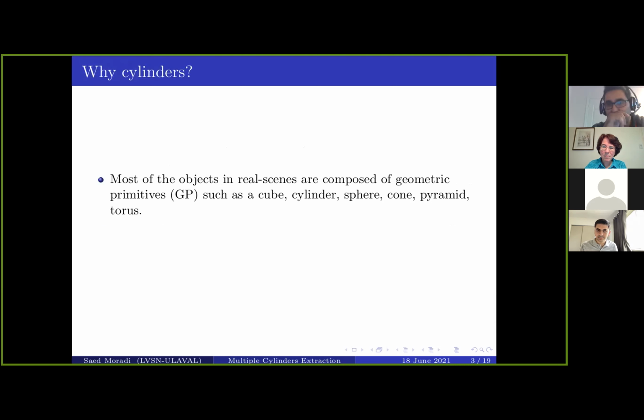Okay, let's take a look at why we are interested in detecting and extracting cylinders. Most objects in the real world are composed of geometric primitives, which are simple shapes like cube, cylinder, sphere, plane, and so on. All complex shapes can be made by combining these simple shapes, and among these primitives, cylinders are the most frequently used in real world scenes, and that's why we are interested in detecting and extracting the cylinder.